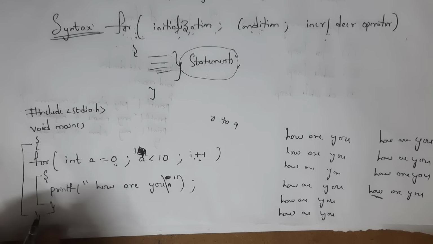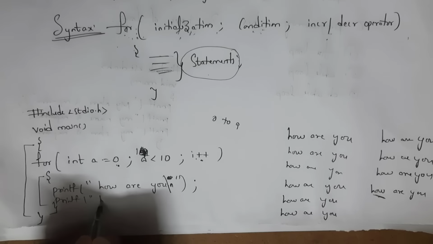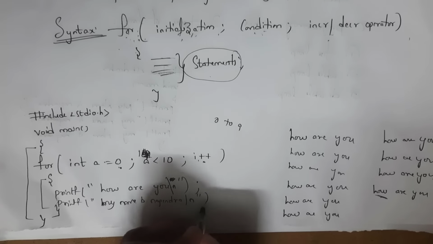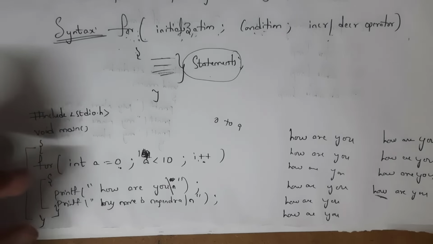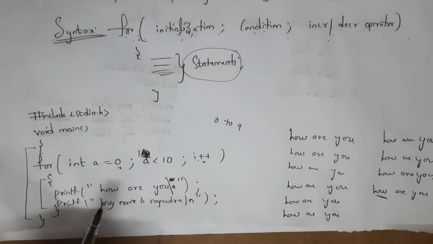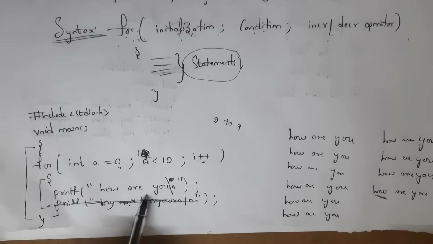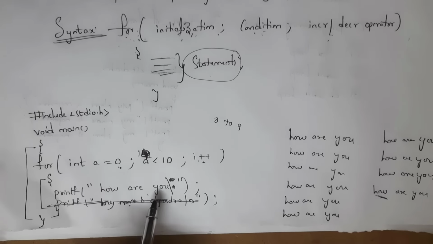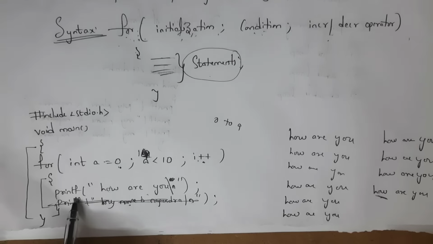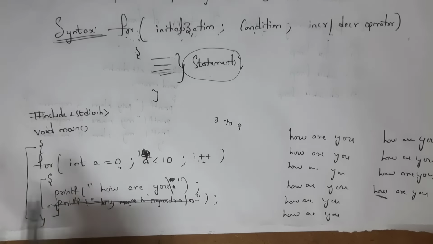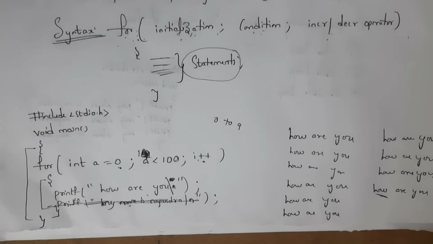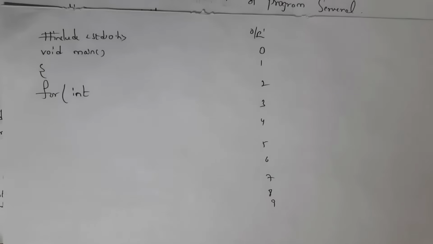For example, if you want to print multiple statements like how are you, I am Nagendra, right here printf my name is Nagendra \n double quotations close bracket semicolon. Whenever you execute this program, then how are you and Nagendra both will be printed 10 times. Instead of writing how are you 10 times, you can simply write how are you once and you can repeat this until a particular condition is satisfied. For example, if I give condition here a less than 100, then I will get output how are you 100 times.